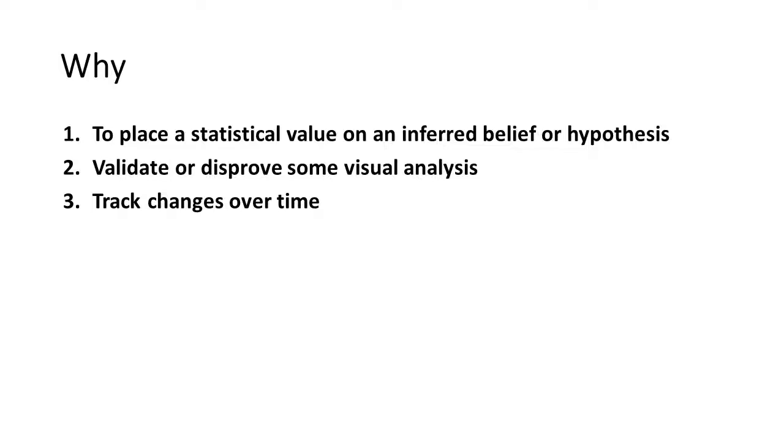Why is a really good question. Why do we do this? We do this because we want to place a statistical value on an inferred belief or hypothesis. In other words, you assume that this is different than that, or this is significant, and we need to be able to put some sort of statistical number with that to place some certainty on our statement. We can also use it as a means to validate or disprove the things that we see visually, and we can use it to track changes over time.